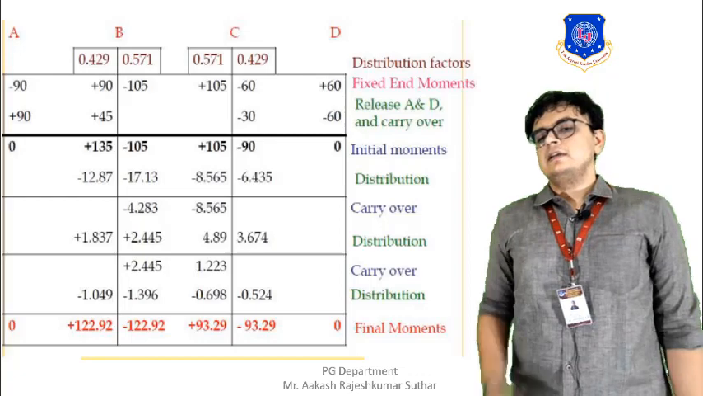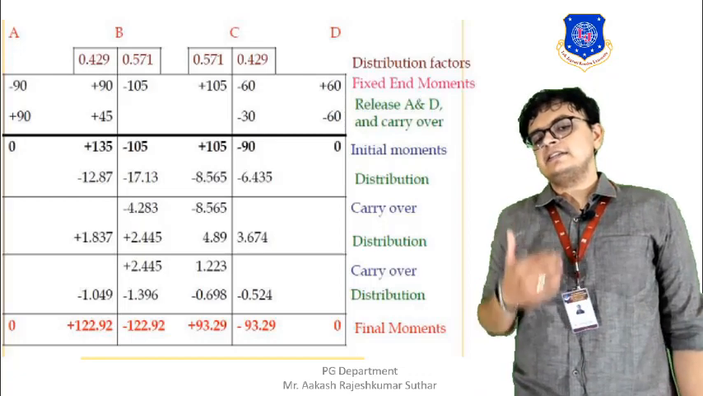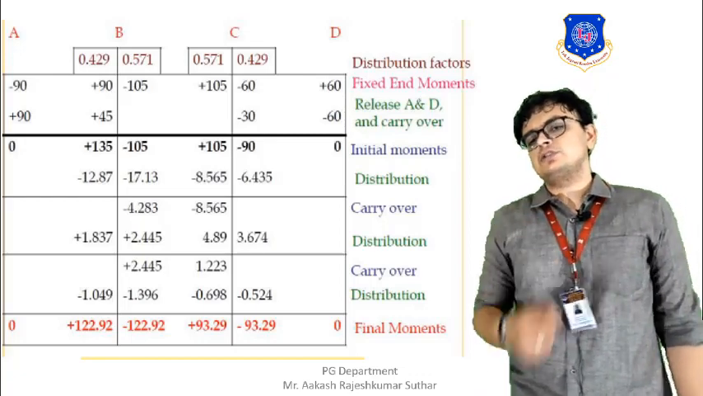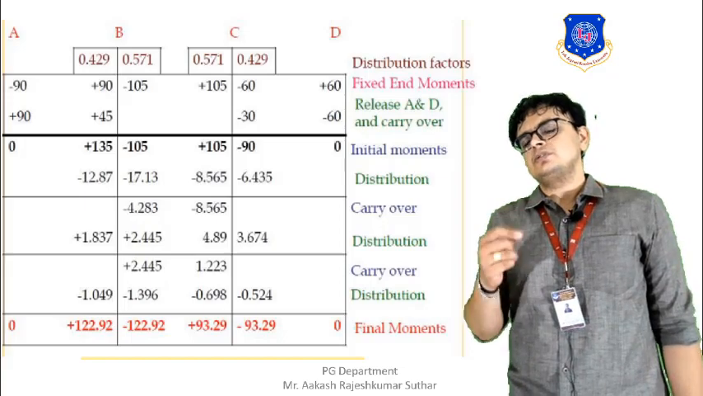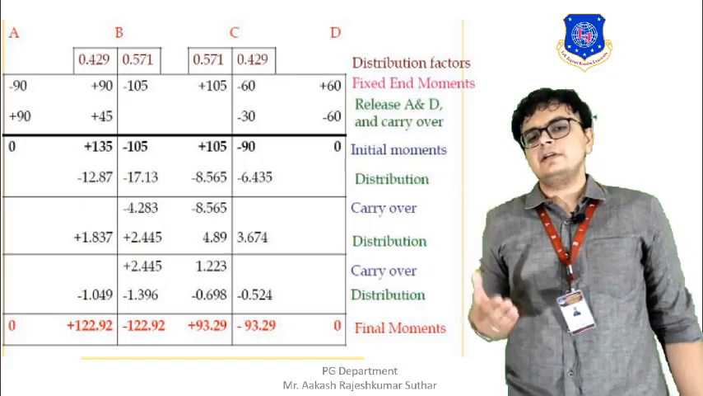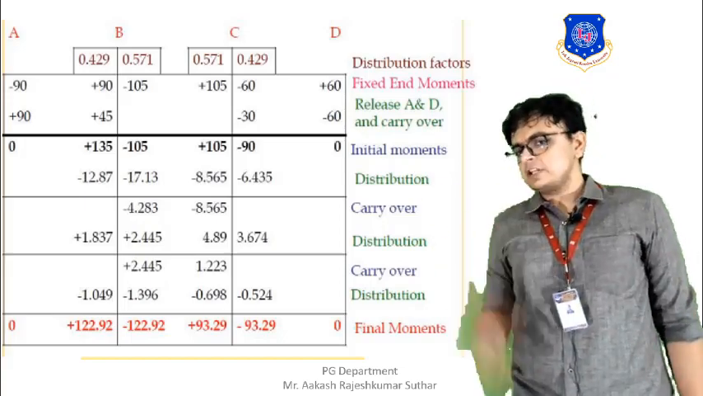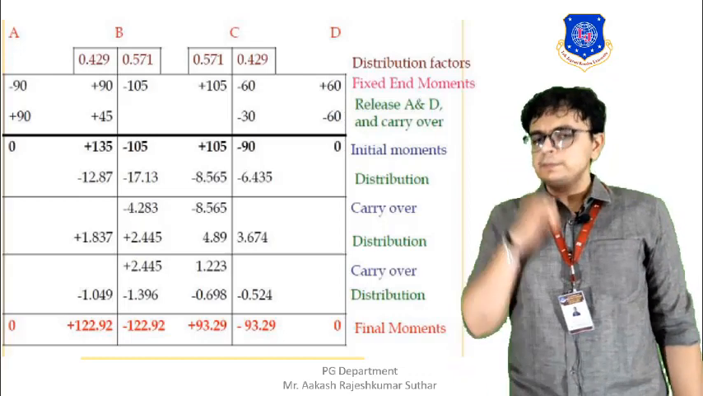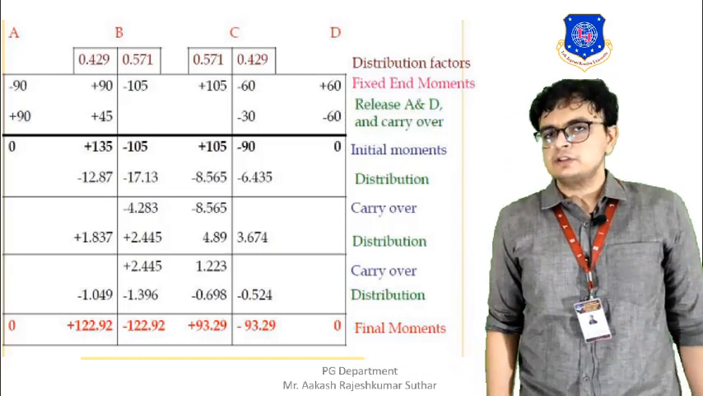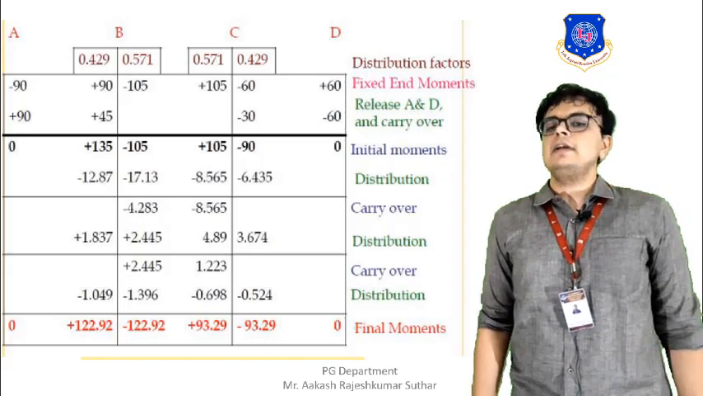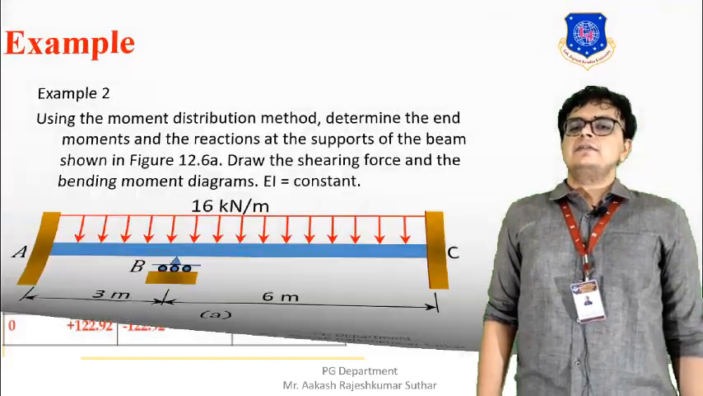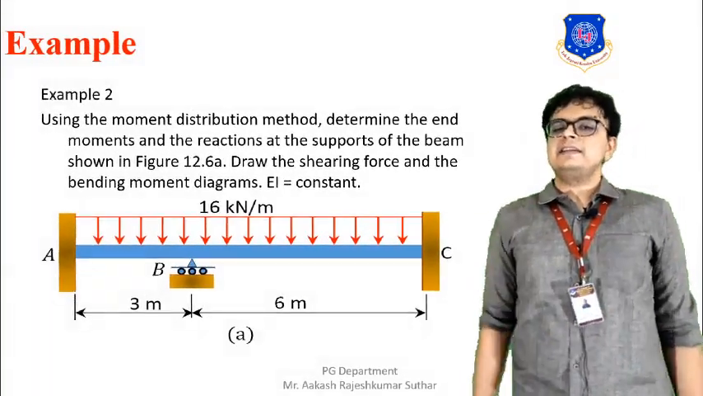In this way, the moment distribution method is done. You have to perform the distribution until and unless you are getting the value of the distribution of minus 0.0 something or minus 0.01 or 0.02. The more steps you do, the more precision you will get in solving the example. Okay. So let's start with another example in the next session.